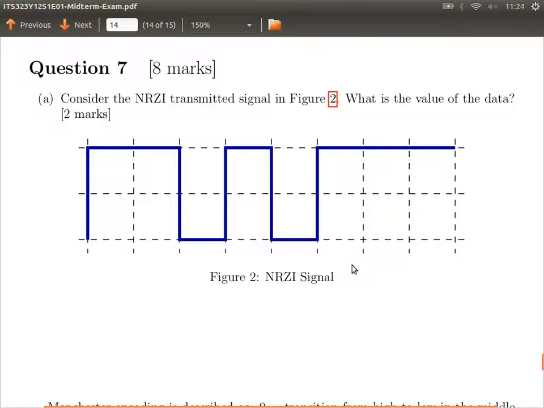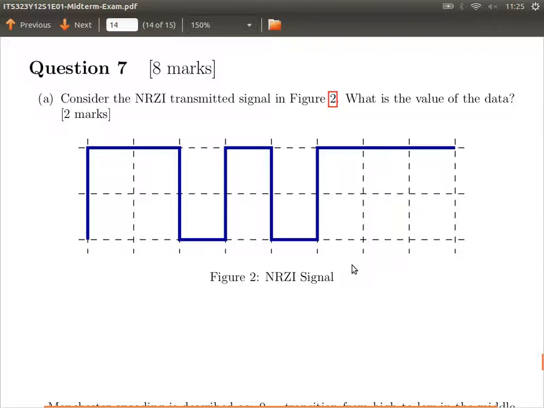What's the data? Quickly solve this one. Here's a digital signal. The technique is called non-return to zero invert on ones, NRZI. What is the data? Well, you need to know what the scheme NRZI does. And the I part is the hint. I means invert or inverted. It means we change the level whenever we have a bit one to send. When we have a bit zero, we don't change the level. We invert on one.